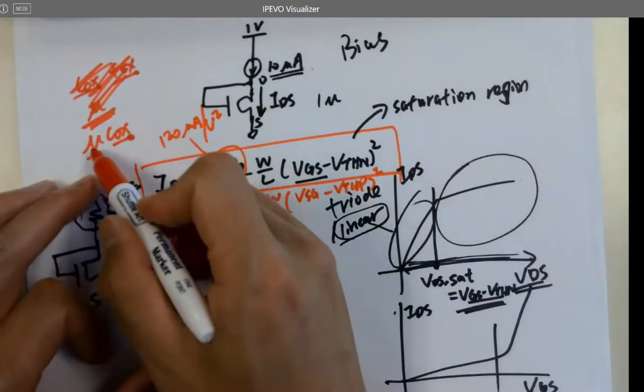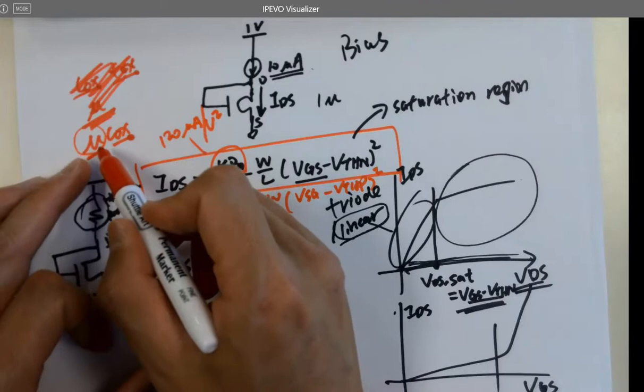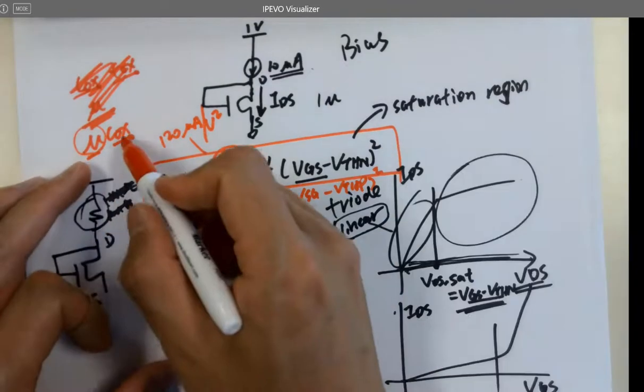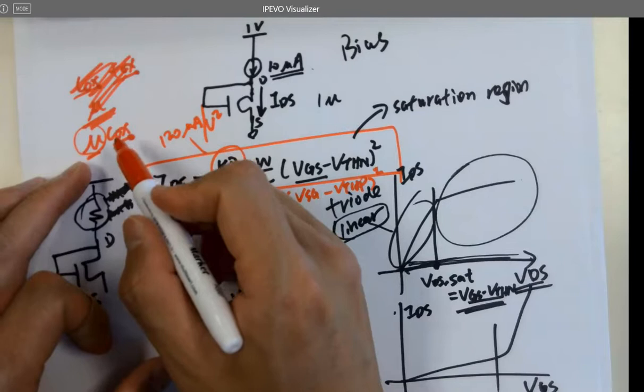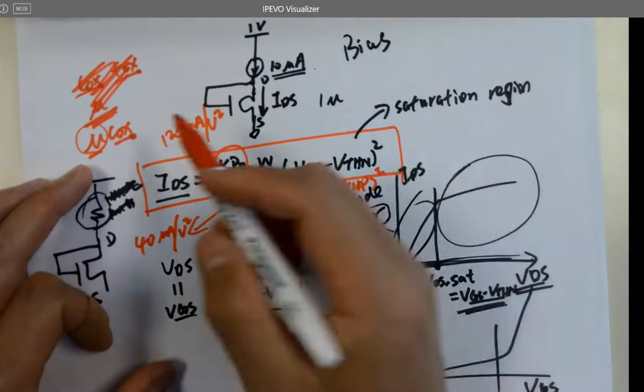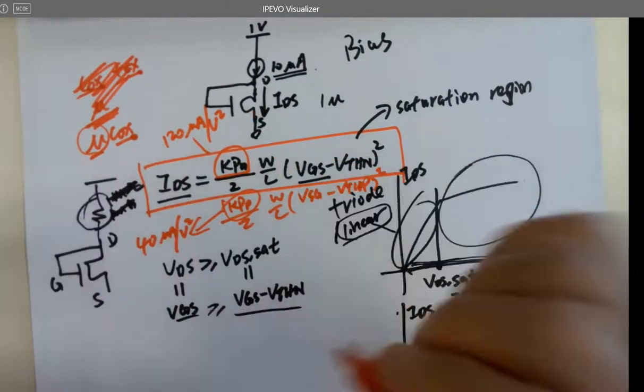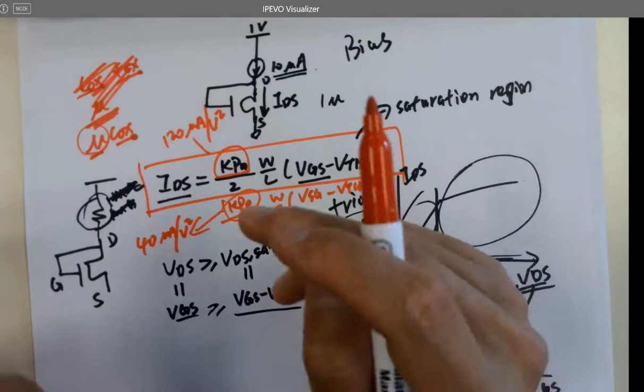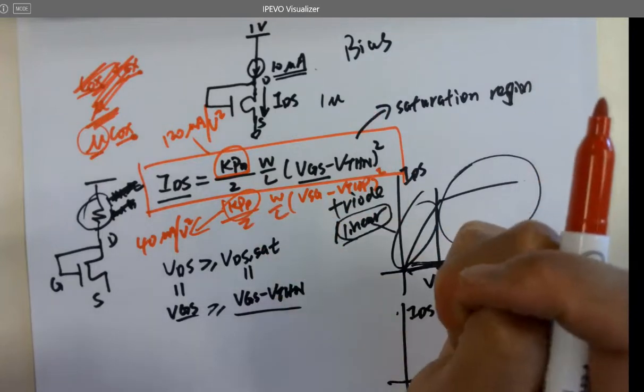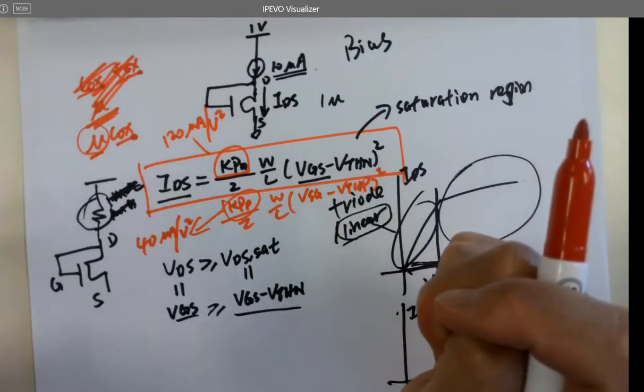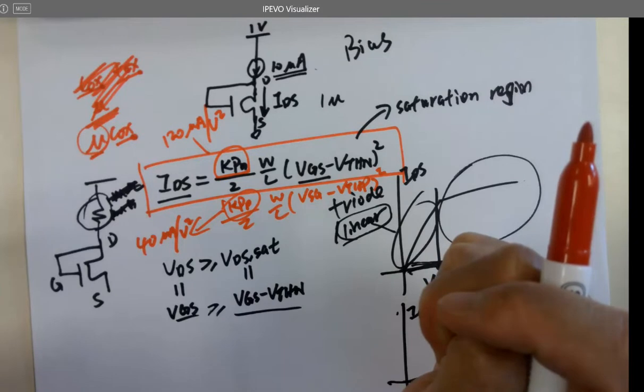I just told you the KP is a multiplication of the mobility and the oxide layer capacitance, right? The mobility of holes is smaller. Yes. So they move slower. We're confident with the basic physics.